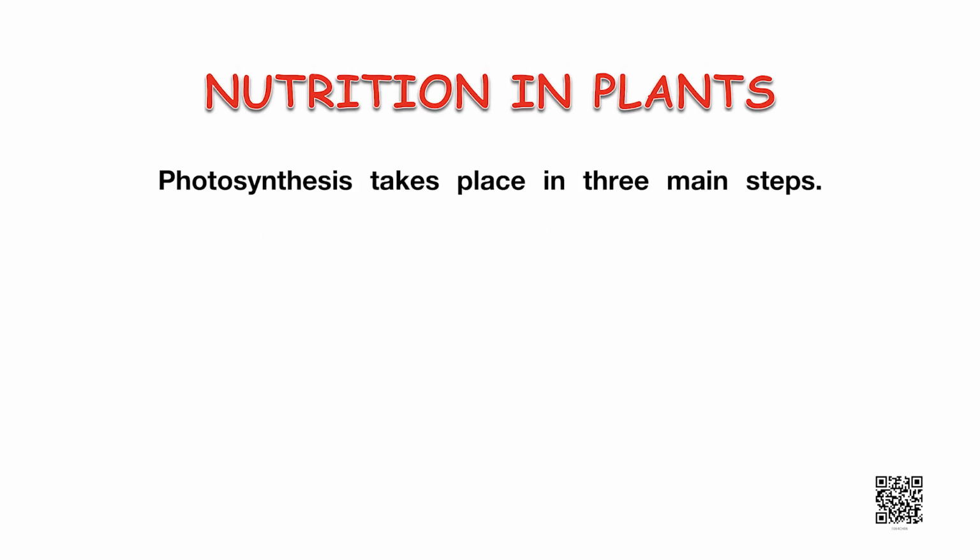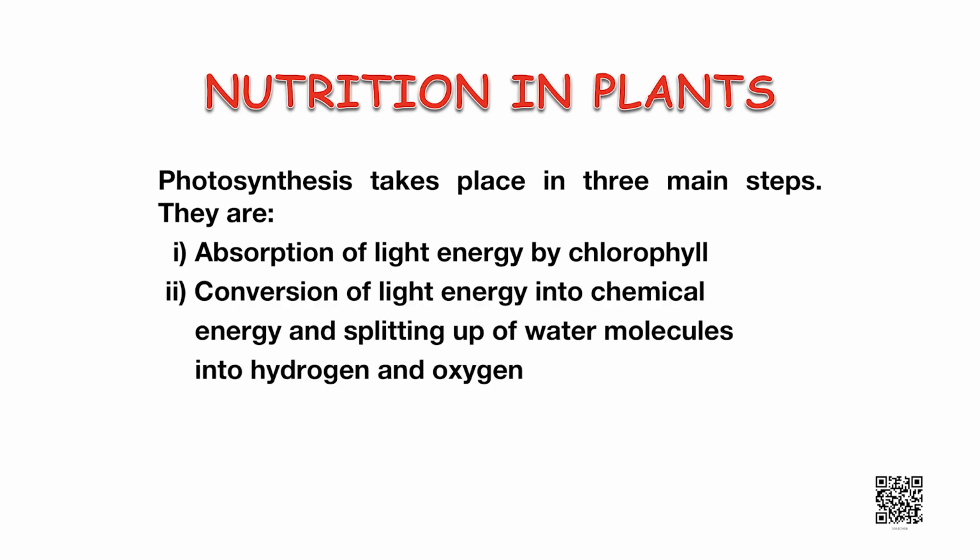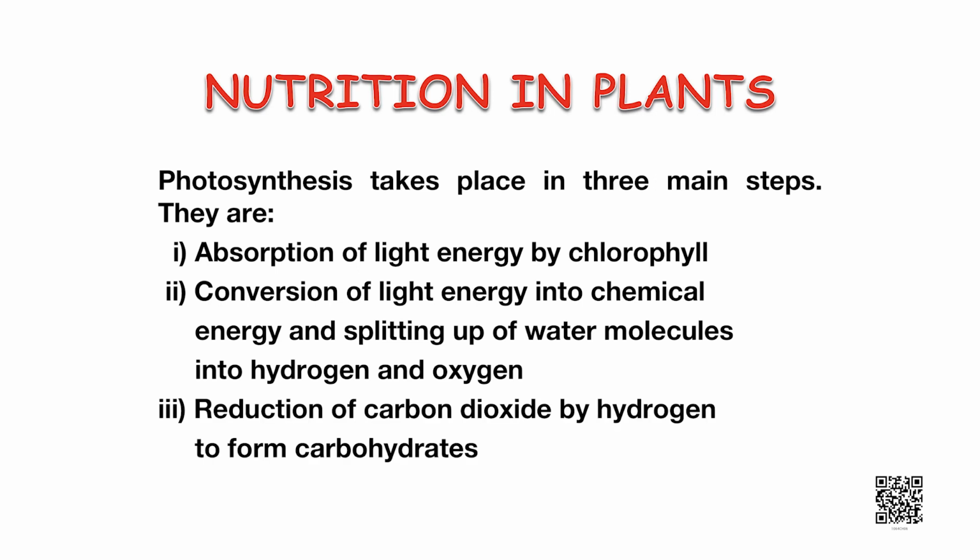Photosynthesis takes place in three main steps. They are absorption of light energy by chlorophyll. Next is the conversion of light energy into chemical energy and splitting up of water molecules into hydrogen and oxygen. This is followed by reduction of carbon dioxide by hydrogen to form carbohydrates.